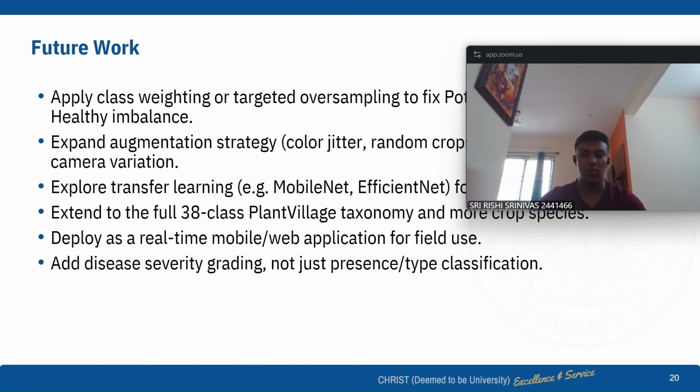Finally, we could expand to the full PlantVillage taxonomy, test the model on real field images, develop a mobile or web application, and add disease severity estimation.